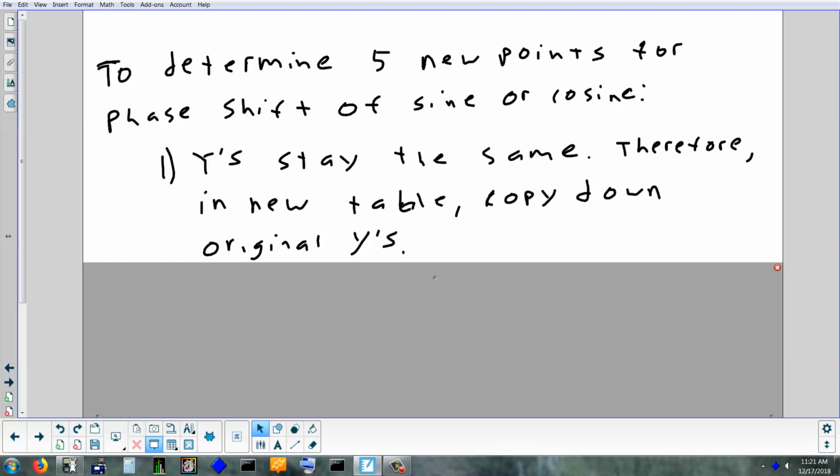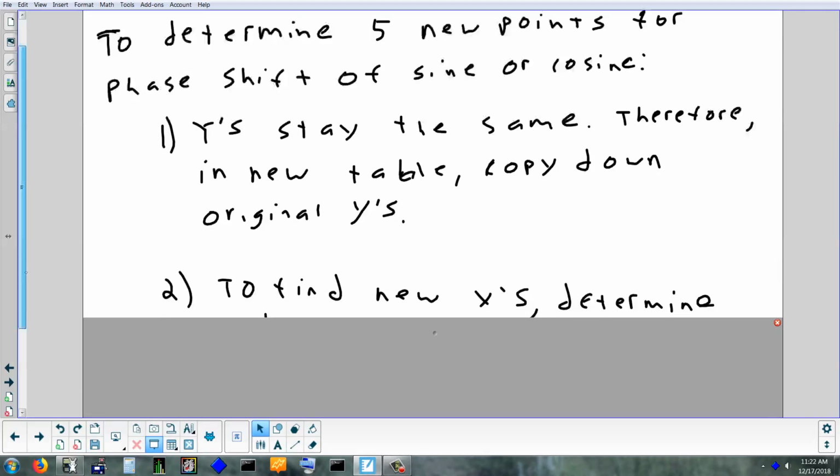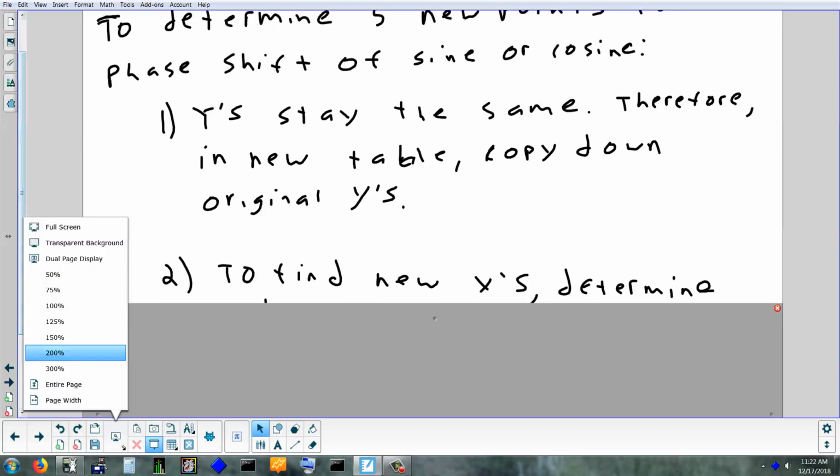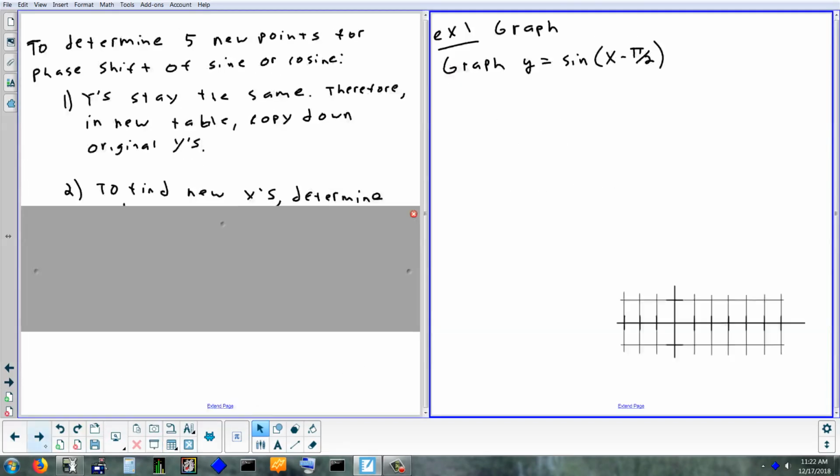Now, which table do you use? Well, it depends on if it's a sine or a cosine problem. If it's a sine problem, use the sine table. Cosine problem, cosine table. So the x's are the ones that are going to change. So how do we find the new x's? Well, let me put up a problem at the same time and we can kind of look at it.